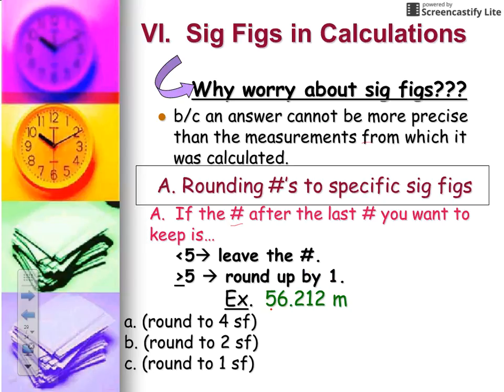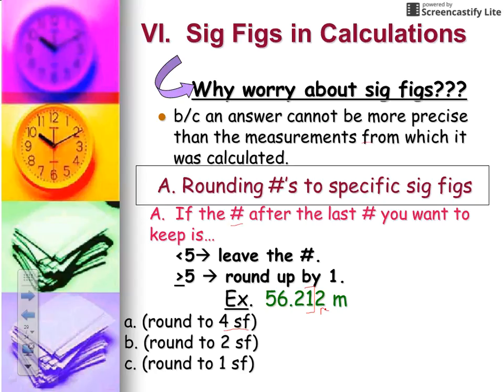So let's do an example to practice rounding to the asked-for sig figs using this measurement, 56.212 meters. So let's say that we needed to round that to only 4 significant figures. Well, all non-zero digits are significant. So 1, 2, 3, 4. You're going to count all of these digits here. Those are the 4 digits you want to keep.